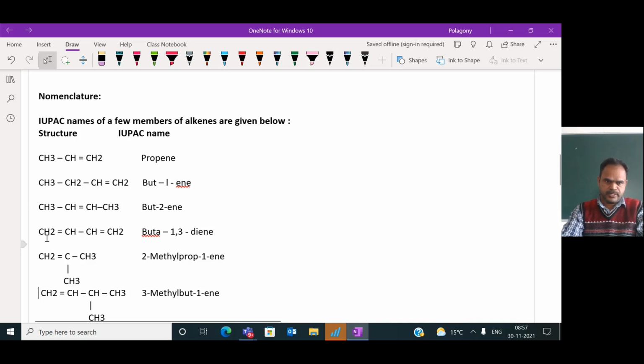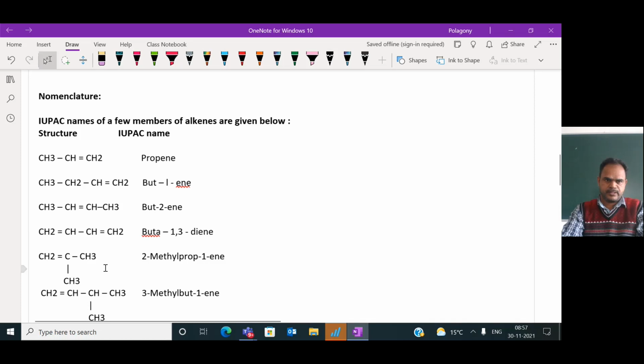Now look at the fourth compound. The number of carbons is also the same, 4 carbons are present, but the double bonds are at the first carbon and at the third carbon, hence buta-1,3-diene. So we have to stress on the 2 double bonds: diene.